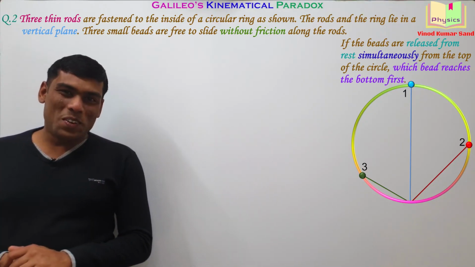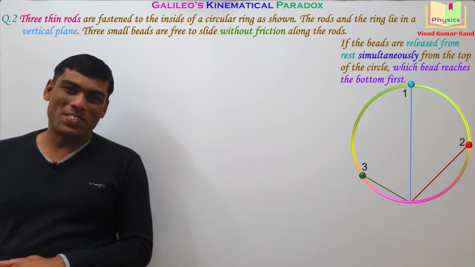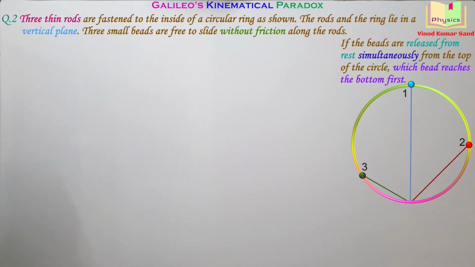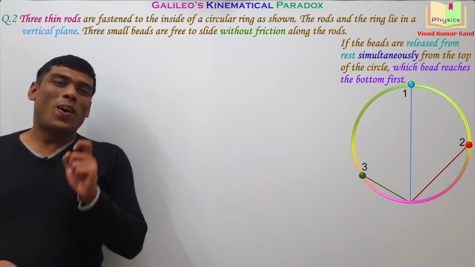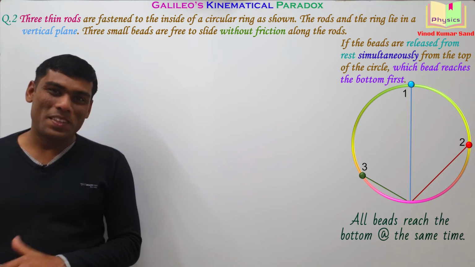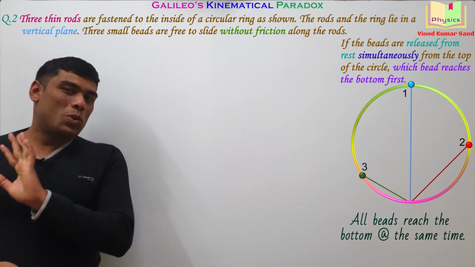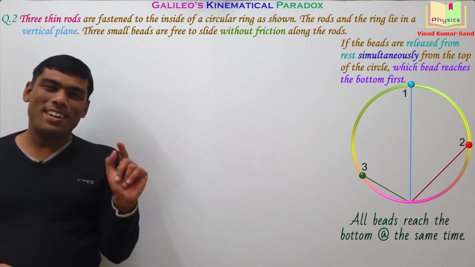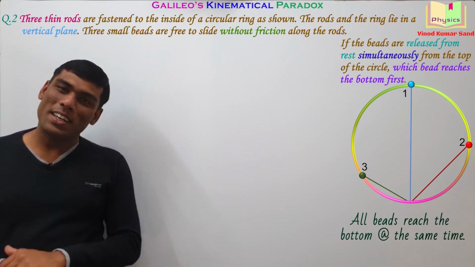Here is the last question of this video. If you wish, again you may pause and give it a try. I hope you got the correct answer this time. All the beads will reach the bottom again at the same time. The calculation is pretty simple. Since beads are small, no air resistance is considered, and it's given in the question they are sliding down without any friction.